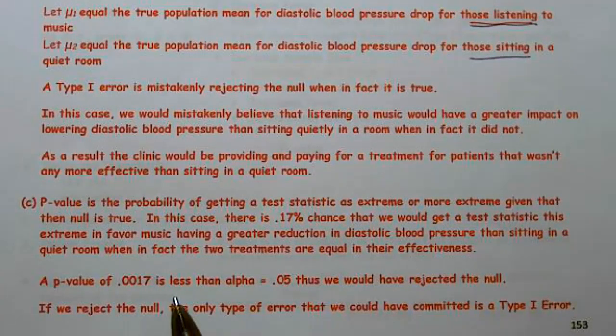A p-value of 0.0017 is less than alpha equal to 0.05. Thus, we would have rejected the null. If we reject the null, the only type of error that we could have committed is a type 1 error. So if I reject the null, the only type I could have committed is a type 1 error.